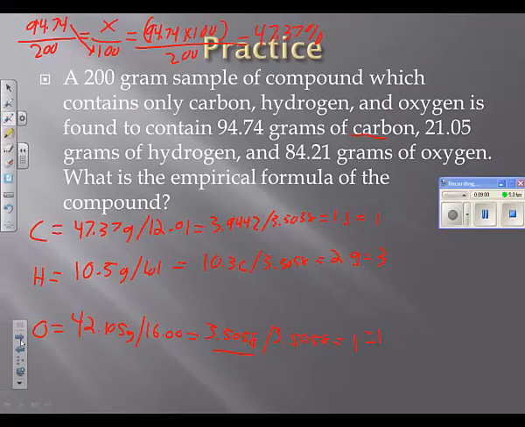So now these become our subscripts. We have carbon, which is 1, hydrogen with a 3, and oxygen with a 1. So CH₃O. And that's all there was to it. Just make sure you can find those percentages from the given mass. And make sure if they give you a mass of the sample, you know how to cross multiply and divide to get the actual percentage.